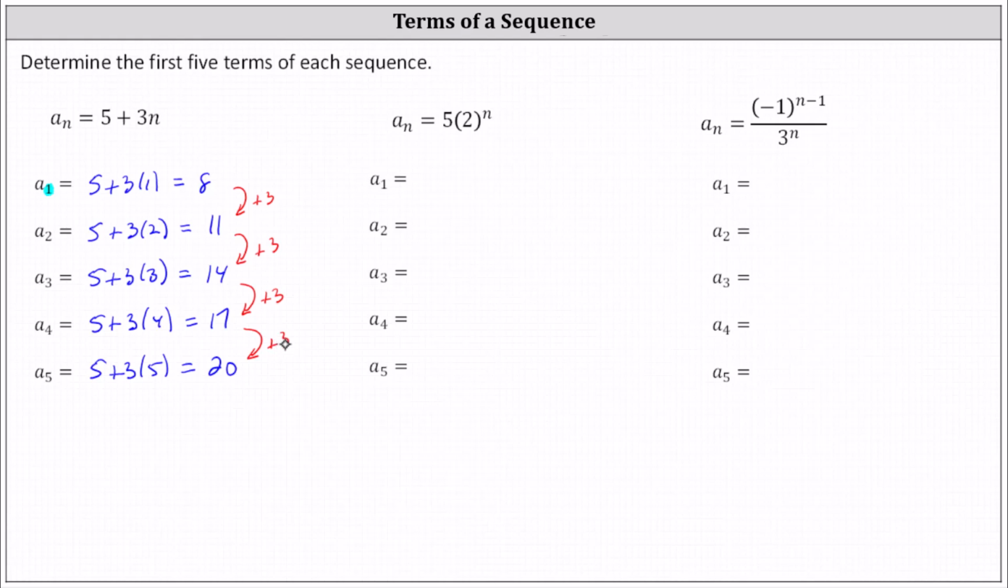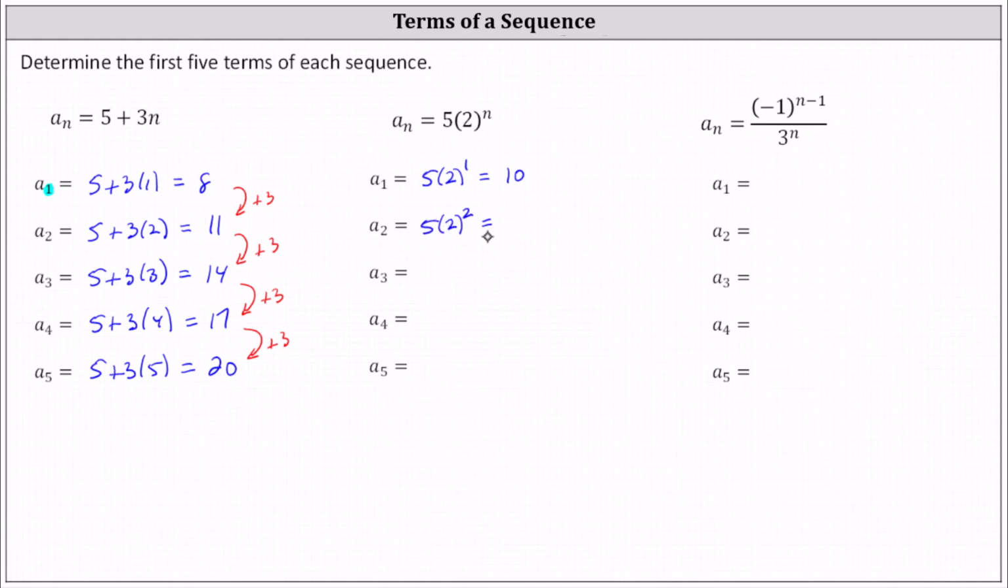Next, we have a sub n equals 5 times 2 to the power of n. To determine a sub 1, we substitute 1 for n. A sub 1 is 5 times 2 to the first, which is 5 times 2 or 10. To determine a sub 2, we substitute 2 for n. A sub 2 is equal to 5 times 2 squared.